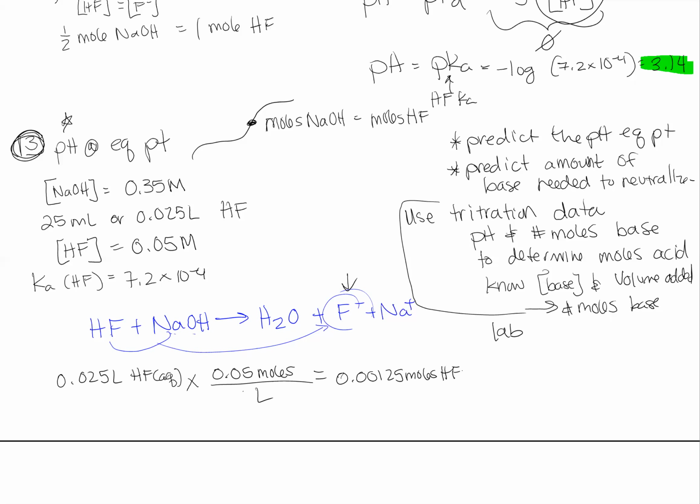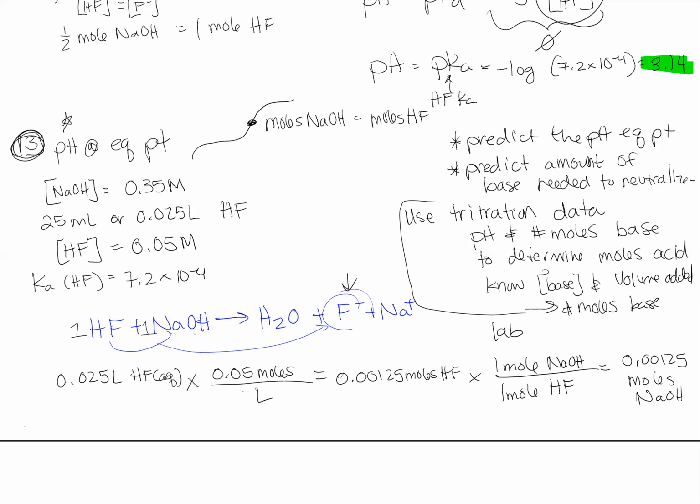And we now know that we have then added, if we do a 1-to-1 mole ratio from our chemical reaction here that has coefficients of 1 in front of our hydrofluoric acid and sodium hydroxide, 1 mole of sodium hydroxide for each mole of hydrofluoric acid, because this is a monoprotic acid. And this will be different if it's diprotic or triprotic, so be cautious here. We'll have 0.00125 moles of our NaOH.